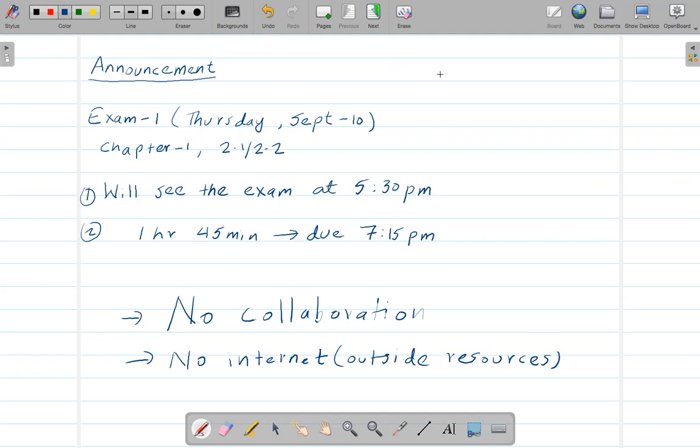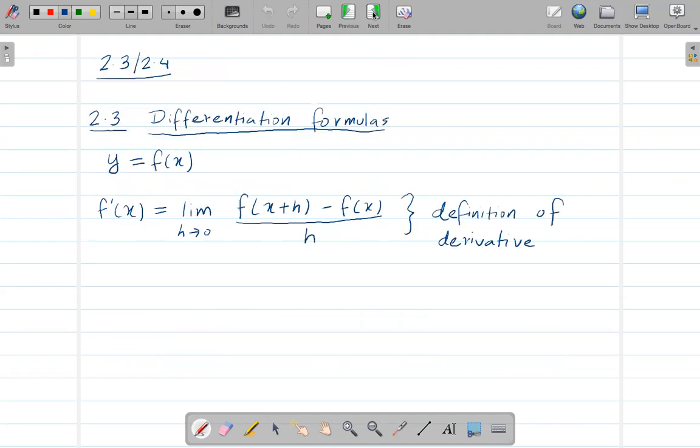Now let's go to the actual lecture part. Like I said, I'll be covering section 2.3 and 2.4. First, let's start with section 2.3. Section 2.3 is about differentiation formulas, or basically differentiation, which also means derivative. So, derivative formulas.